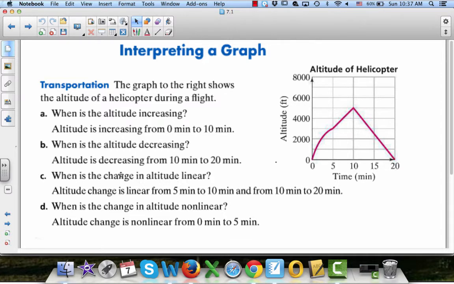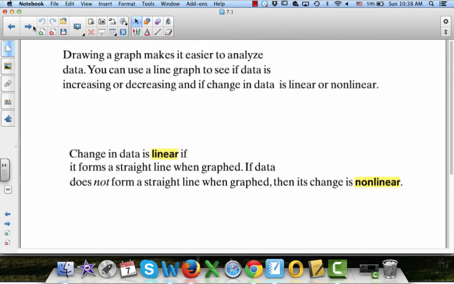When is the change of altitude linear? Well, that means when is it a line, okay? When is it a straight line? So we look at this. This is not a straight line from 0 to 5. So from 0 to 5 is called non-linear. Non-linear, right here. See? 0 to 5, non-linear. From 5 to 10 is a straight line. So that's a linear change. And then from 10 to 20 is a linear change. So the change in altitude is linear. We'll learn more about that in just a second.